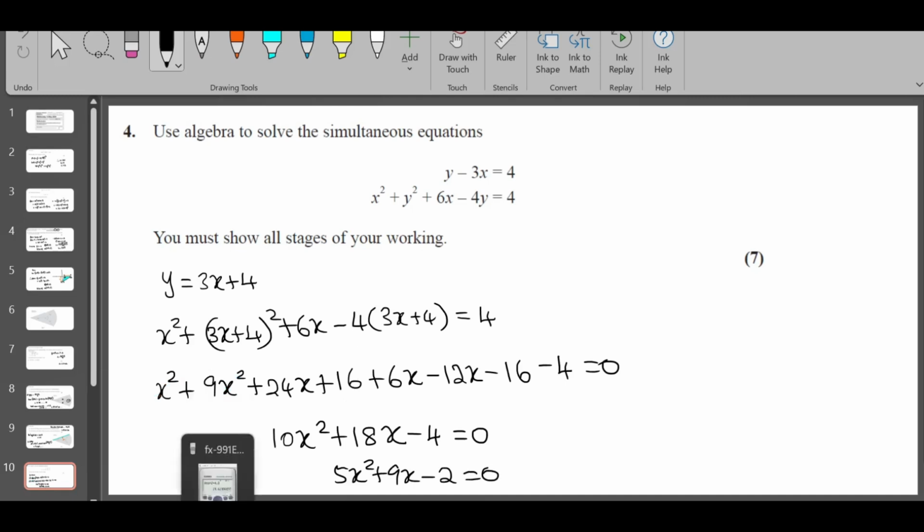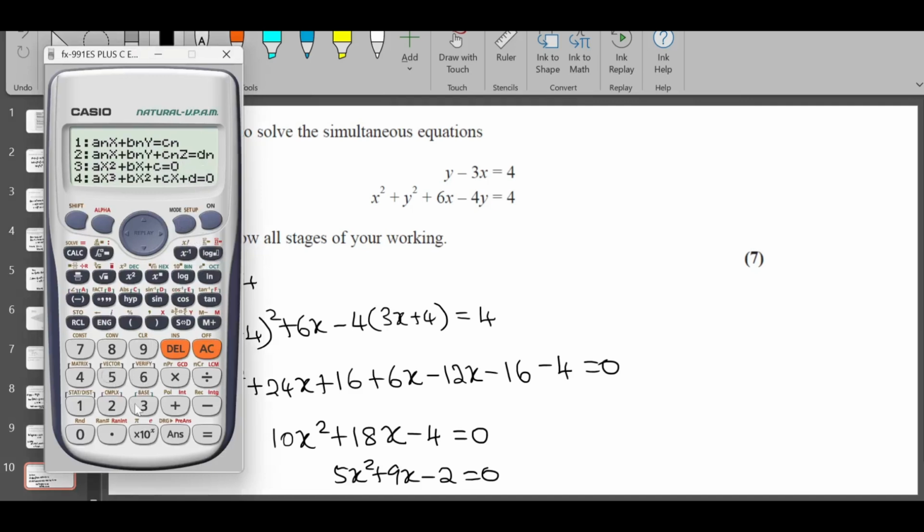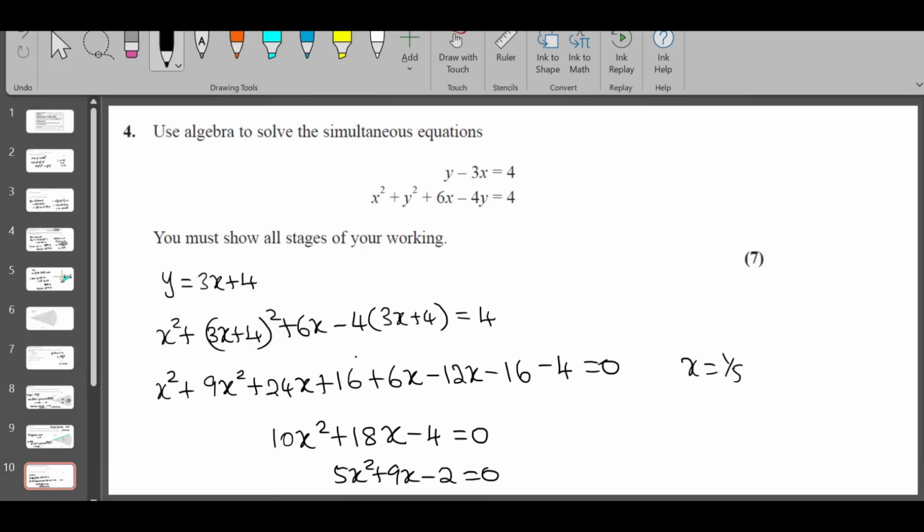And let's solve this quadratic equation. 5, 9, minus 2. 1 over 5, minus 2. X is 1 over 5, x is minus 2, but write this step, don't miss out this step. 5x minus 1 times x plus 2. Write this as a factor is equal to 0. We got the two x values already. We need to find the corresponding y values.